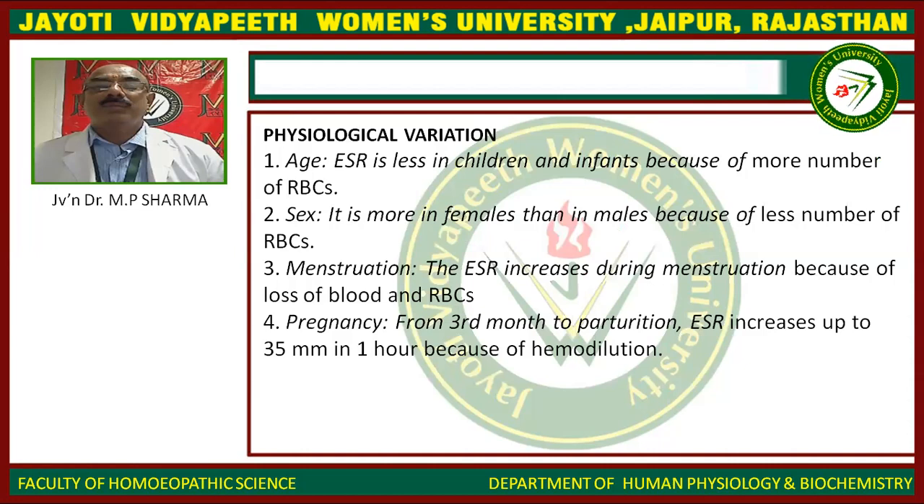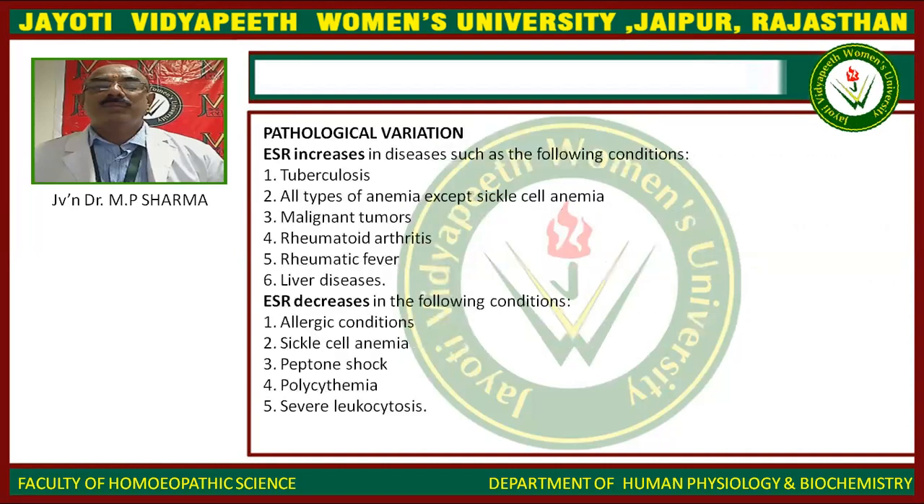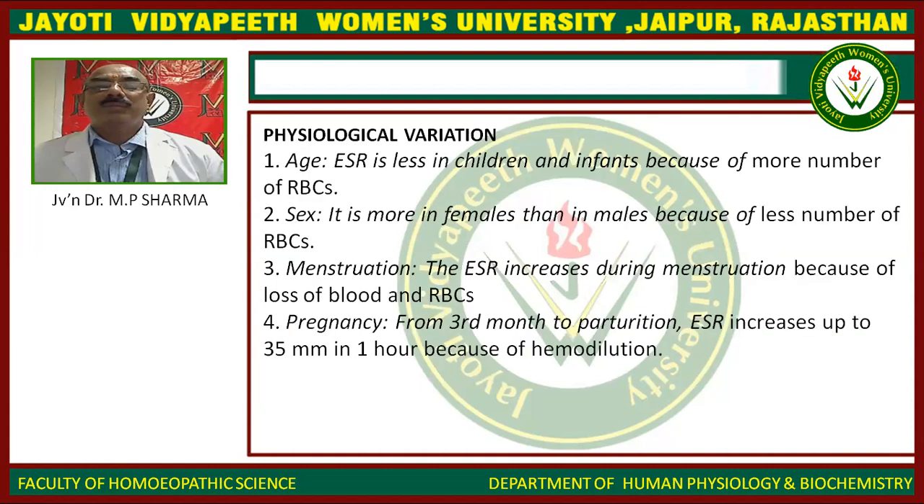Physiological variation: ESR is less in children and infants because of more number of RBCs. Sex: it is more in females than males because of the lower number of RBCs. Menstruation: the ESR increases during menstruation because of the loss of blood and RBCs. Pregnancy: from third month to parturition, ESR increases up to 35 millimeter in first hour because of hemodilution.